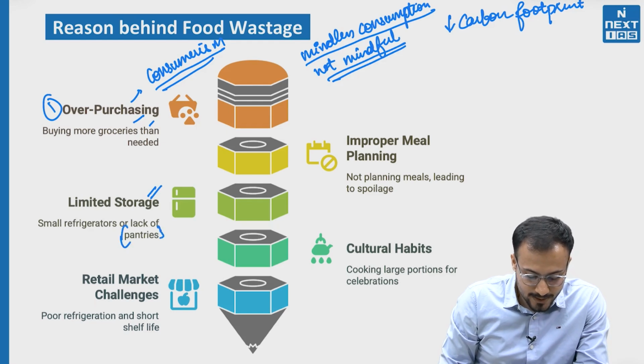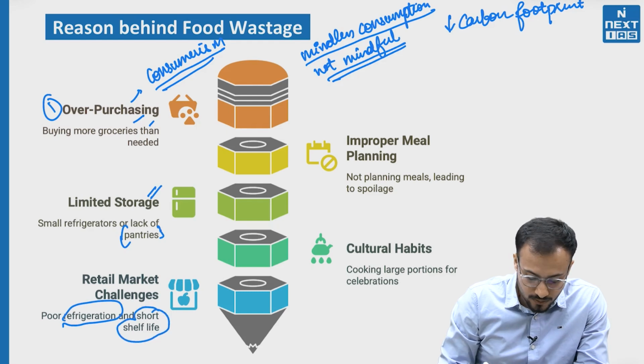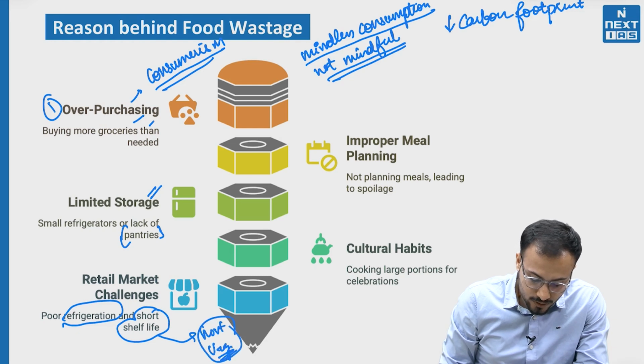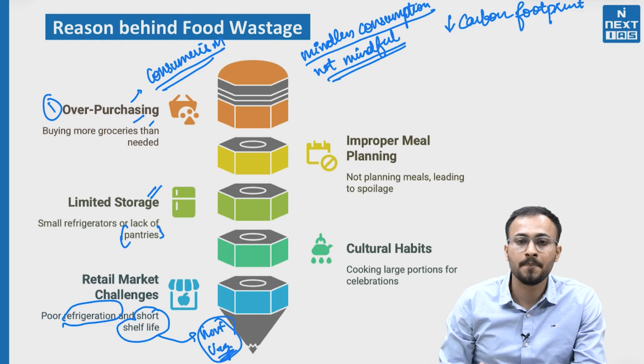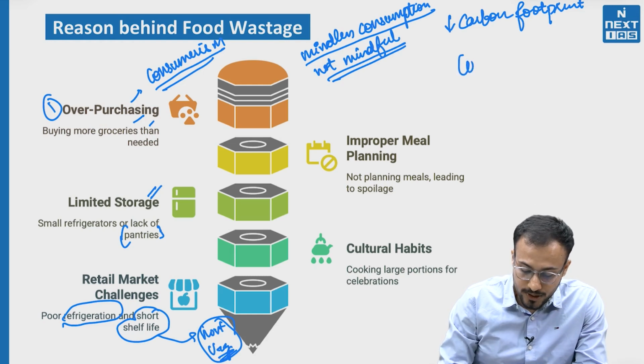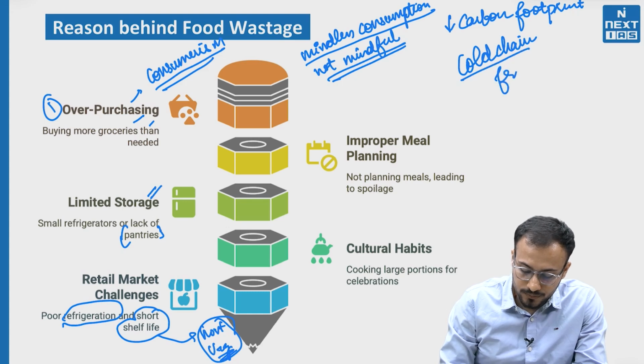Then retail market challenges, poor refrigeration and short shelf life. What does this mean? Horticultural crops, for example vegetables, have very short shelf life. So to increase their shelf life, we need to invest in infrastructure. What kind of infrastructure? Cold chain infrastructure. Fruits, they get spoiled very easily.